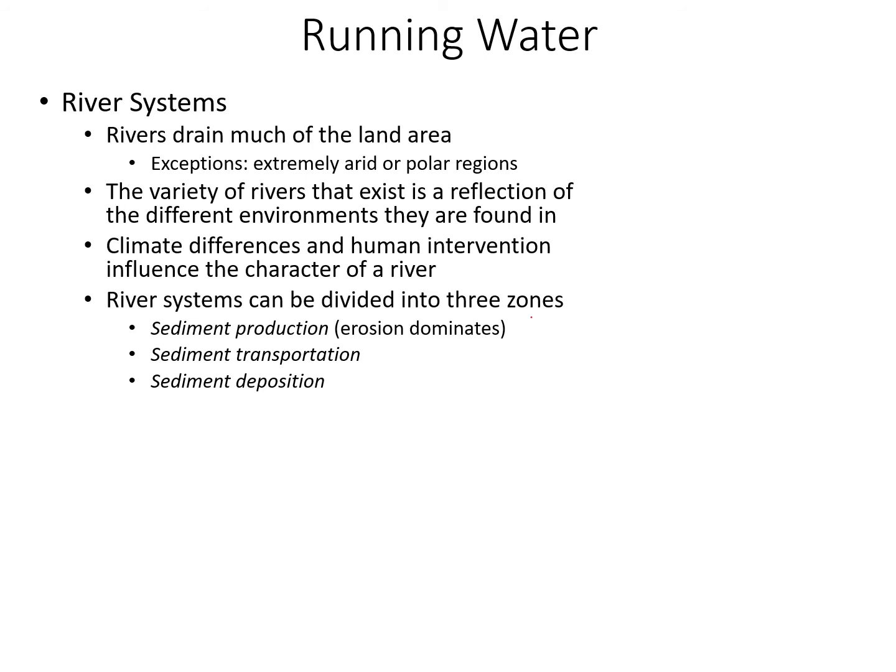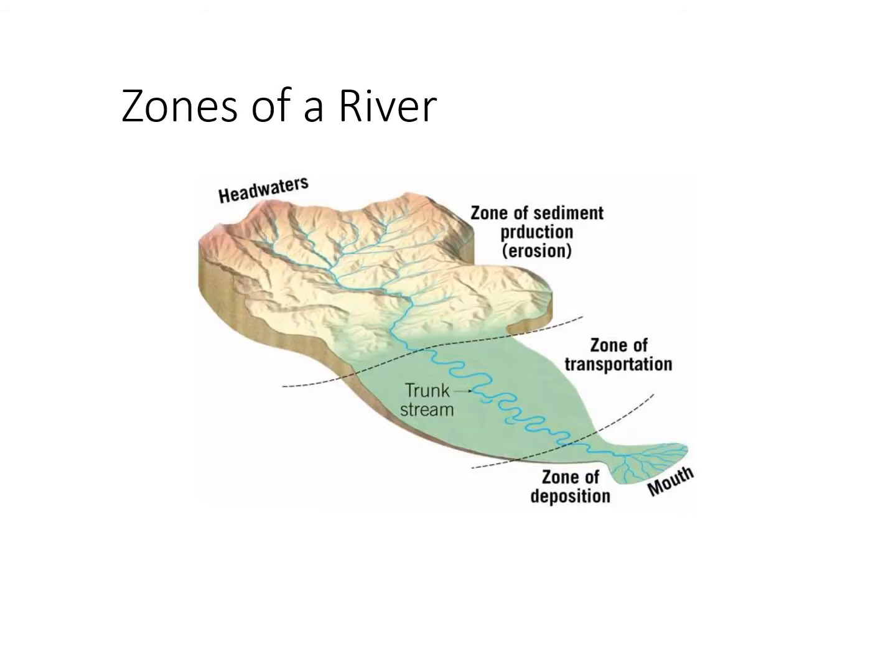River systems can be divided up into three areas. One is the area of sediment production, another is the area of transportation, and the other is the area of deposition. So the headwaters of the river are typically at higher elevations. This is where rivers begin. And there are a lot of little contributing tributaries into the main artery of the flow here. This is the zone of sediment production. And it's a zone of sediment production because a lot of erosion and mass wasting occur here.